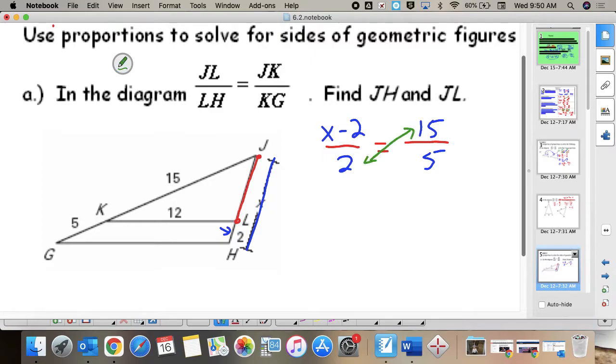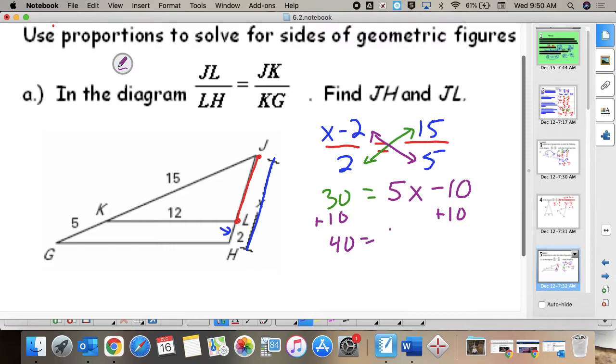2 times 15 is 30. X minus 2 times 5. Be careful, you need to make sure you distribute that 5 into both of those values. So we get 5x minus 10. So we add 10 to both sides. We have 40 equals 5x. And we divide by 5. We get x to equal 8.